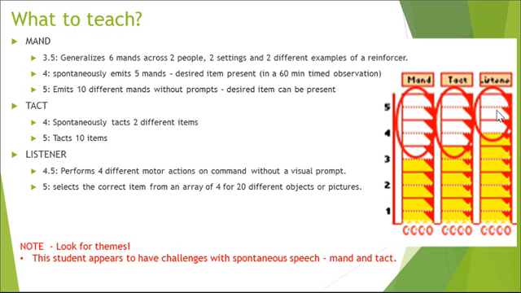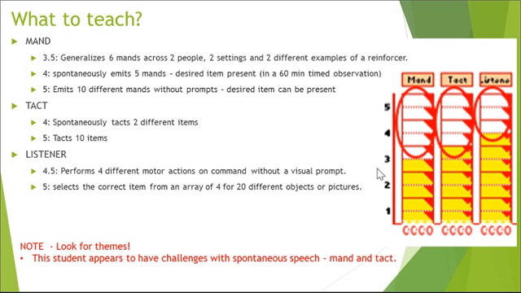A note real quick to look for themes throughout. So the student appears to have challenges with spontaneous speech, both in the mand and the tact. So they missed number 4 for the tact because they were not spontaneously tacting different items. And they also missed number 4 for the mand because they weren't spontaneously manding. So again, this is indicating that spontaneous vocal speech might be an issue here.